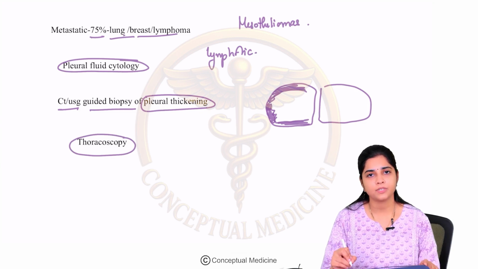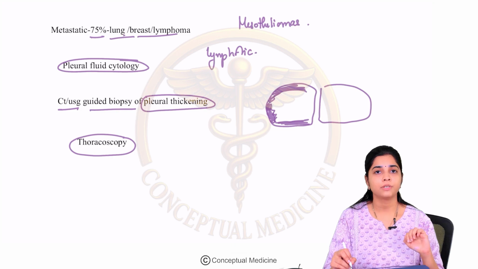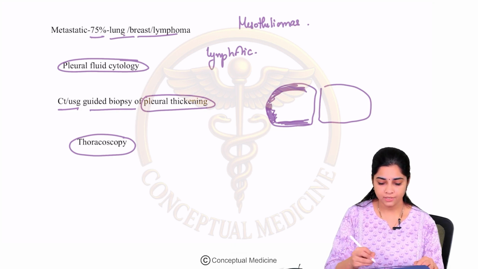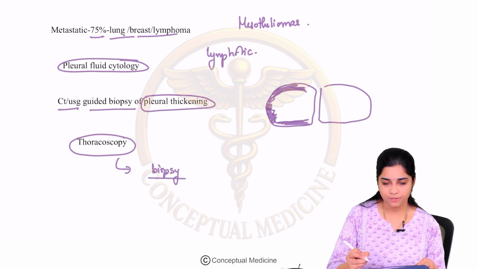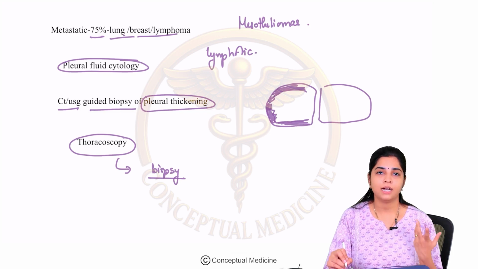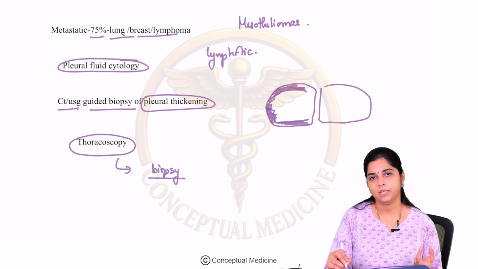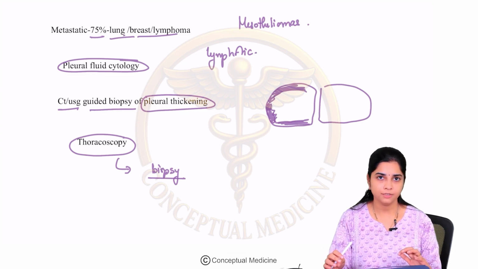Then similar to bronchoscopy, we have another procedure which is called thoracoscopy, where you attach a camera and look into the pleural space, right? So with thoracoscopy, the advantage is that you can take direct biopsies from the lesion itself and you can also visualize the lesion. So this is the other method by which you can diagnose malignancies. Okay, so this is about your malignant pleural effusions.